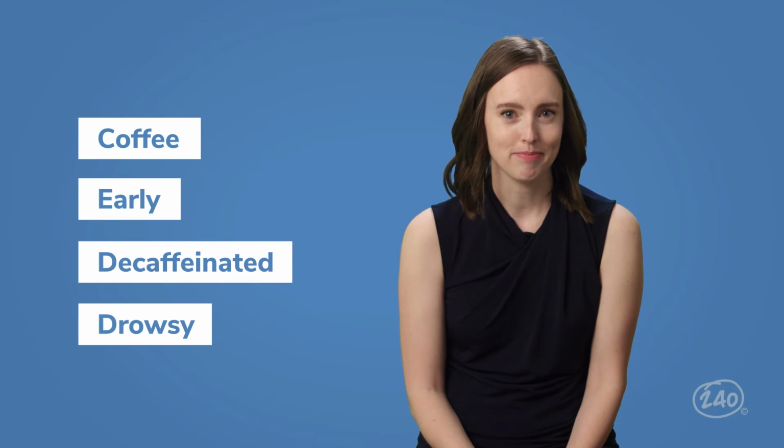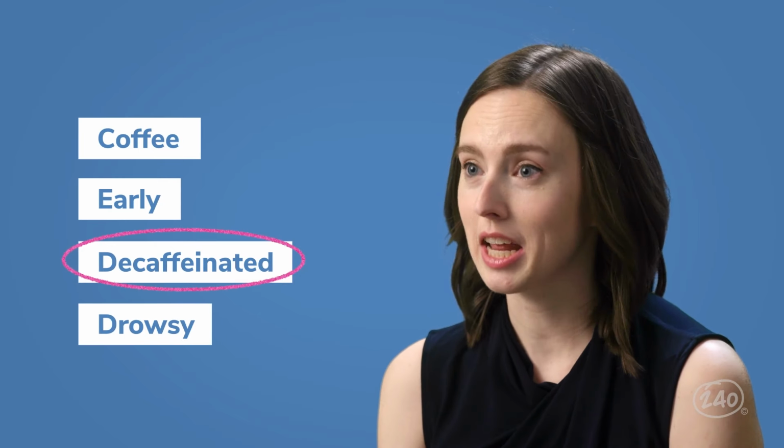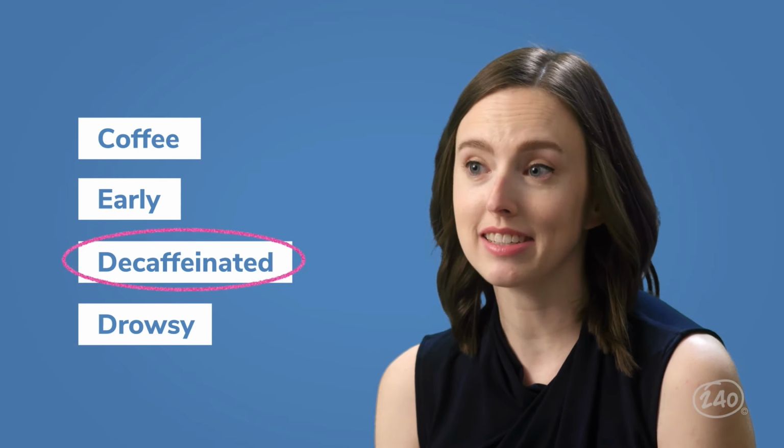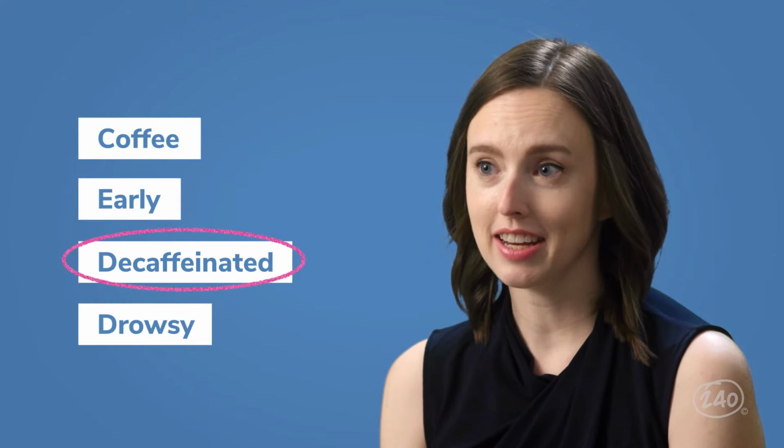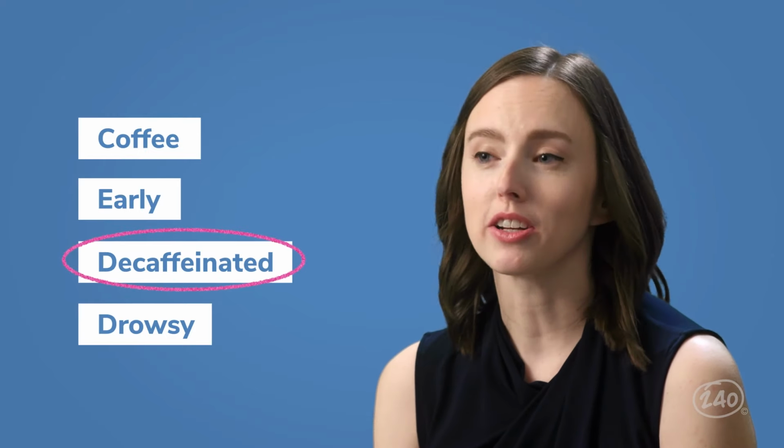On your exam, you might be asked to select a word that morphemic analysis would work on. Let's make it a fun one. On which one could you use morphemic or structural analysis? Coffee, early, decaffeinated, drowsy. The answer is decaffeinated because you can break the word into the prefix de, the root caffeine, and the suffix ate to understand that it means, this coffee better have caffeine in it so I can make it through this video.